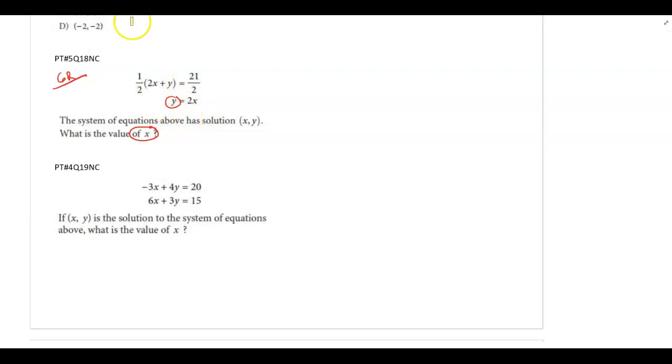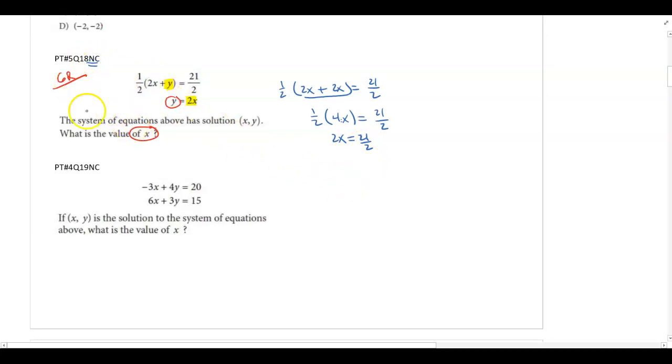What's nice here is I'm going to take this value of y, which is 2x, and substitute it in here. So this would give me 1/2 times 2x plus, out with the y, in with the 2x, equals 21/2. When I combine these x terms, I get 1/2 times 4x equals 21/2. And what is half of 4x? That's going to give me 2x equals 21/2. Now remember, this is a no calculator problem and it's grid response.